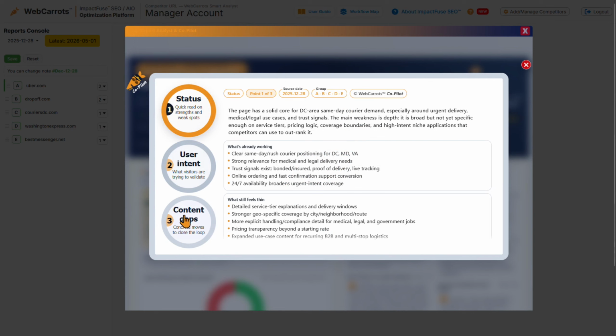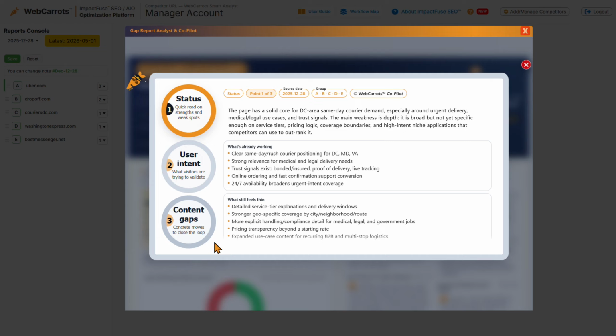The goal is simple: understand where the page stands, what users are trying to validate, and what should be improved first. First, in this detailed Co-Pilot example, is the status section. This is the quick health check of the optimized page. It tells you what the page already does well and where it is still too thin compared with the competitor and topic data. At the top, you may see the report date, the competitor group letters, and the report name.